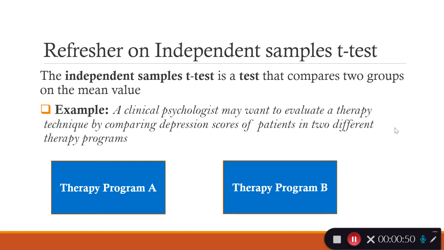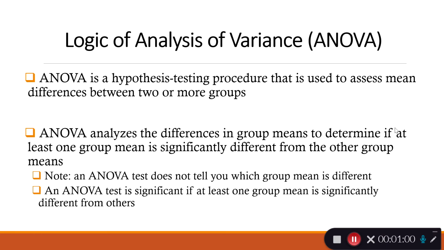So the question now is, what if we have three groups? What if we have four different therapy programs? Can we use independent samples t-tests? The answer is no, we cannot. So then we can use something called ANOVA. ANOVA allows us to compare group means across two or more groups. So when we have two or more groups, analysis of variance is what we want to do.